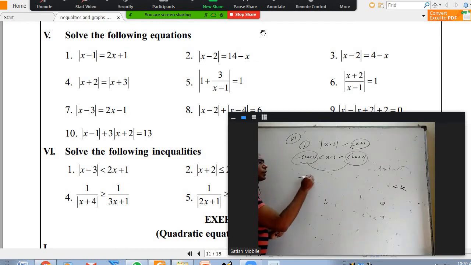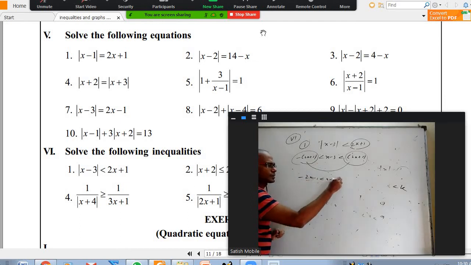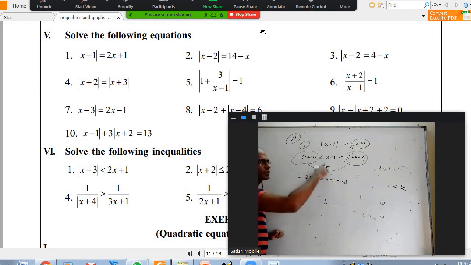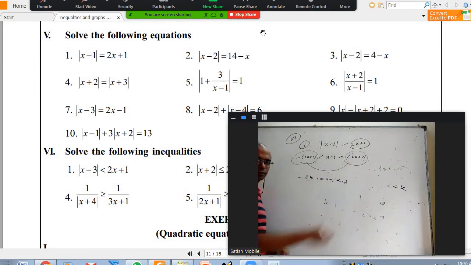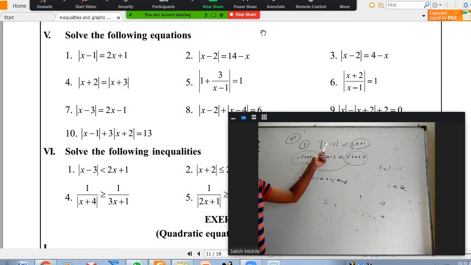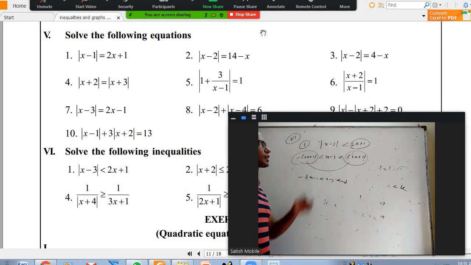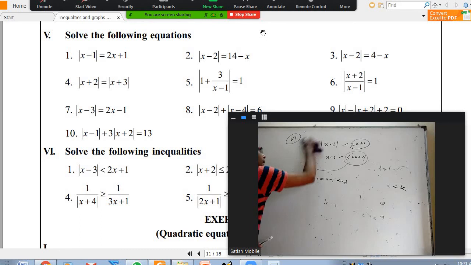You will get minus 2x minus 1 less than x minus 3, and you take this less than this and this less than this. All right. So that's also okay. That is one option. Another option is you can take x minus 3 positive, x minus 3 negative, two different inequalities. Maybe we'll try to do both. There's nothing wrong in this.